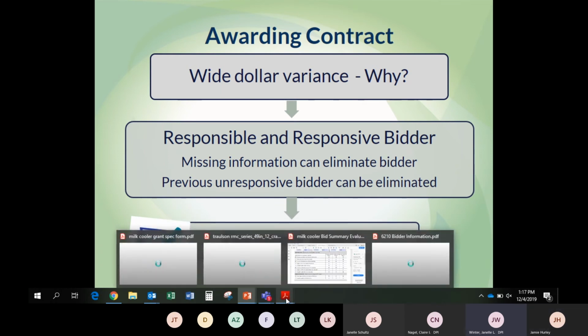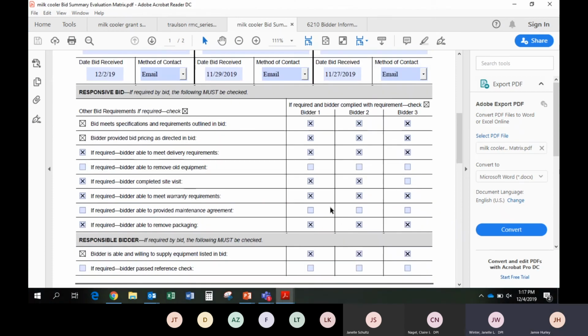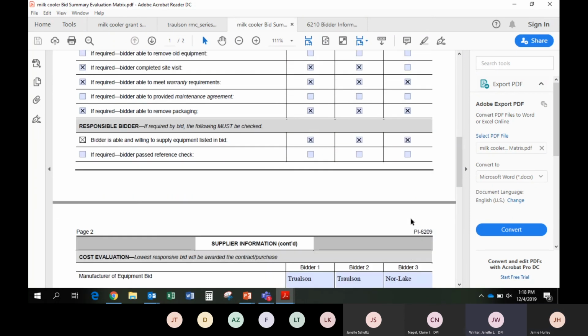So let's go back to the bid. And you can see here that looking at each of the criteria, all three met the top 3 requirements. And when you get down to bidder completed a site visit, bidder 3 did not complete the site visit. And all the other requirements were met by all 3. So because they did not meet that requirement, that eliminates bidder 3.